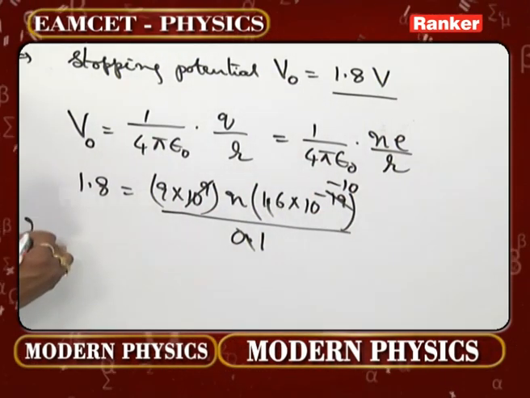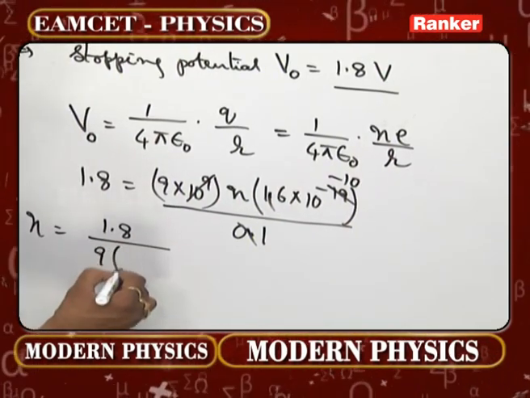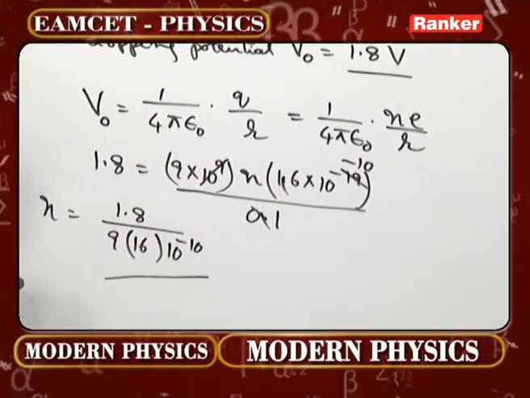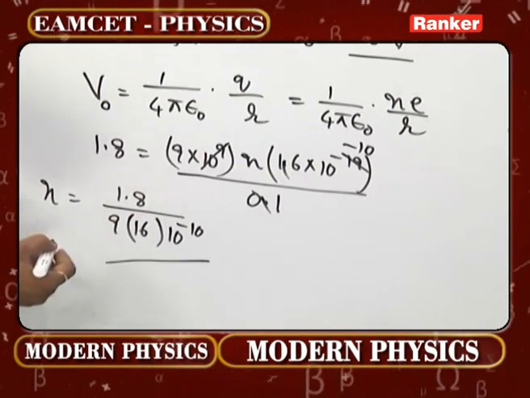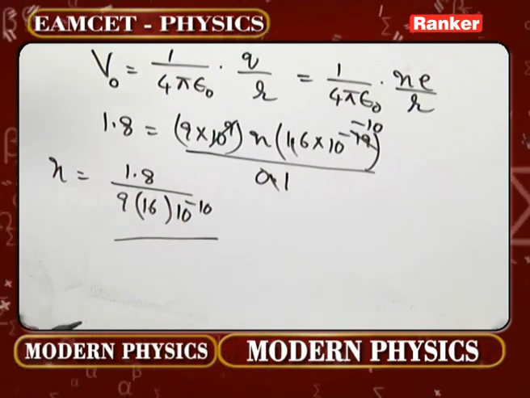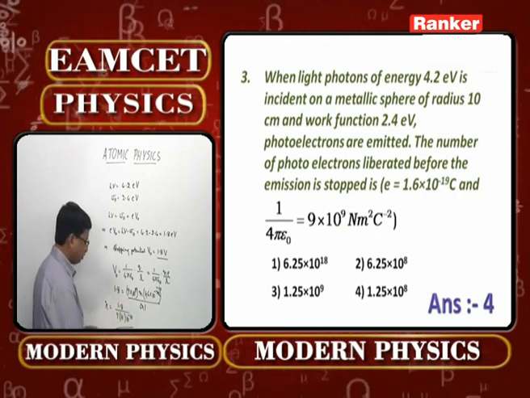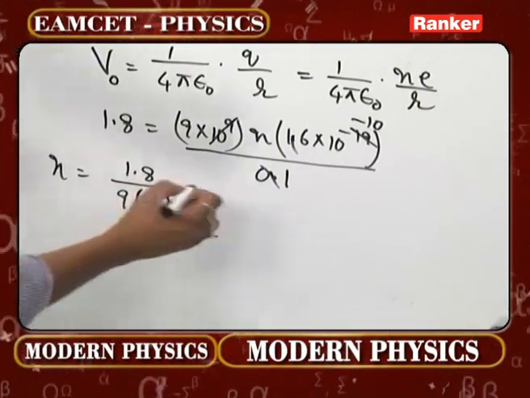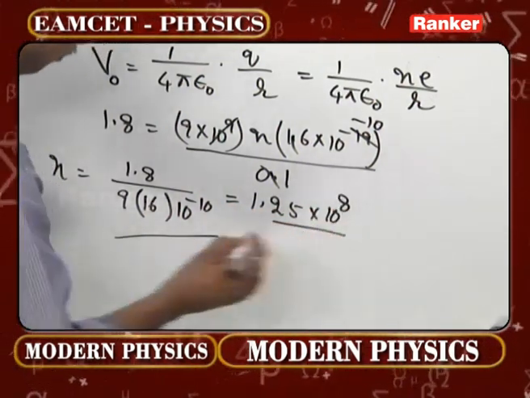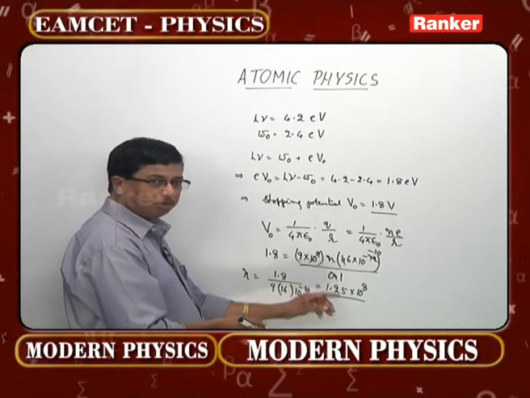So, what will be the value of n now? 1.8 divided by 9 into 16 into 10 to the power minus 10. Simplify this whole lot, and whatever value you get will be the number of electrons produced before the stopping potential has been attained. You will be getting 1.25 into 10 to the power 8 electrons liberated from the system. So the fourth option is going to be the correct option.